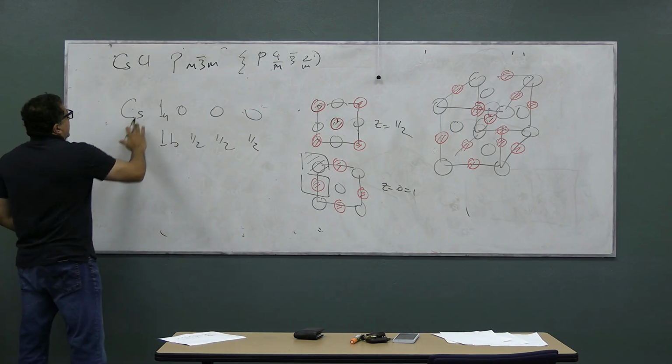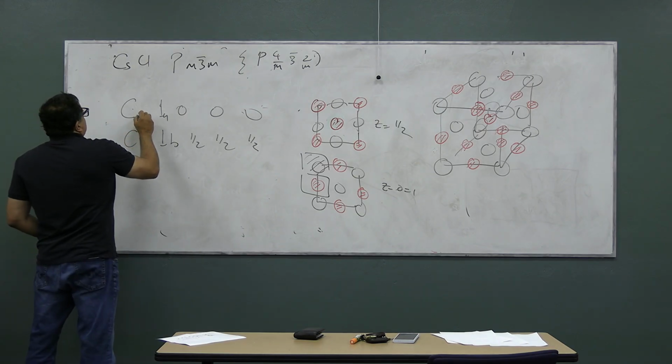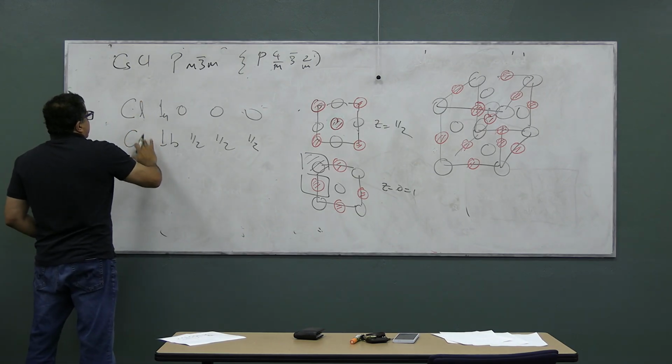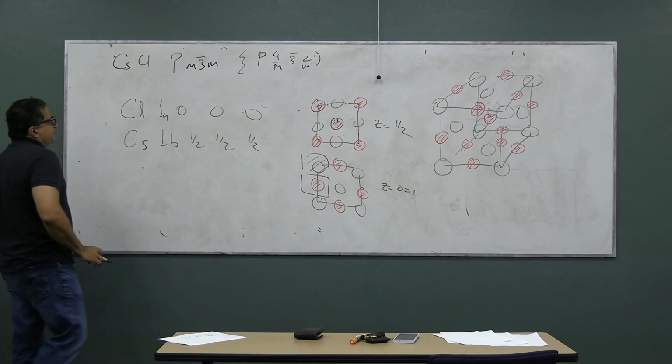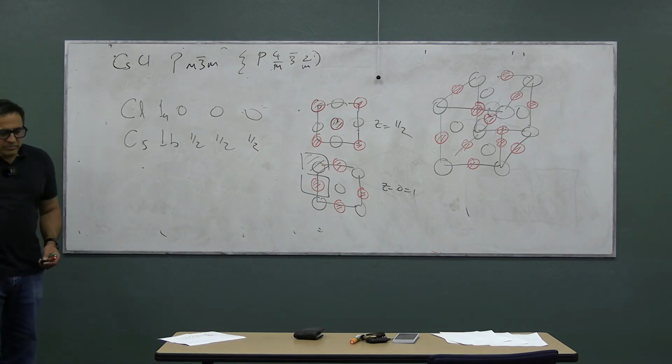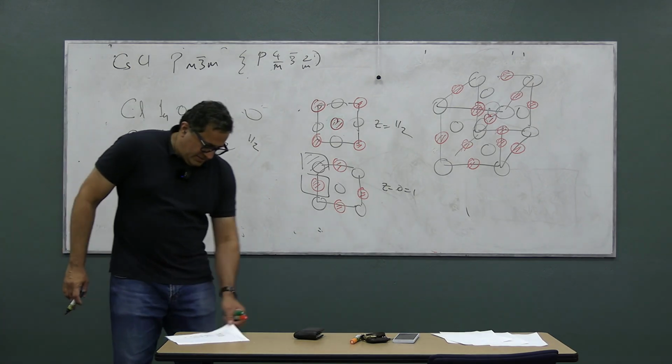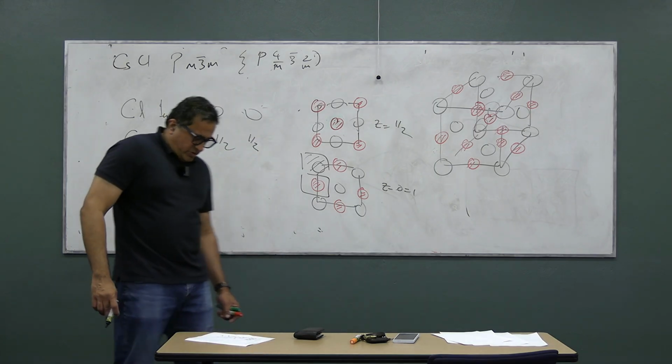Actually, let me do it the other way. Let me put Cl at 1A and Cs at 1B. And the cell parameter is 4.11 angstroms.